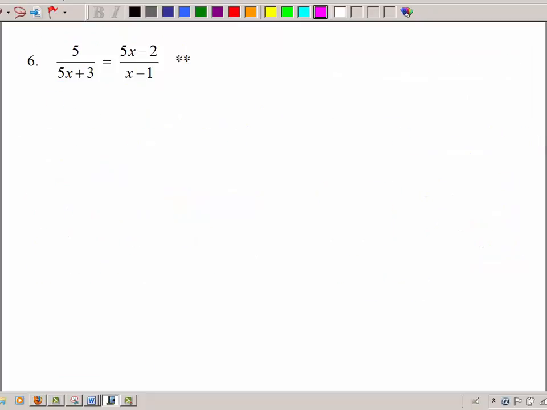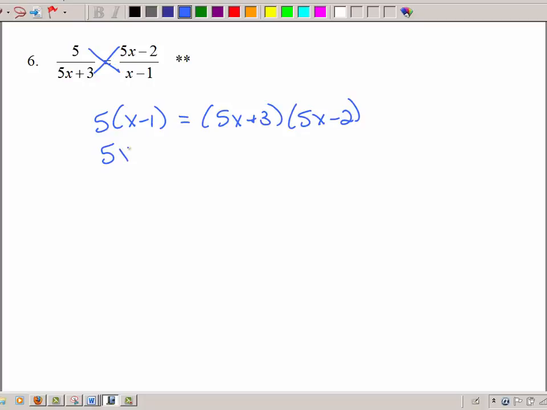All right, let's do that cross multiplying one more time. So I have 5 times x minus 1. And again, it doesn't matter what order you write those in. 5x plus 3 times 5x minus 2. So I'm going to distribute. I'm going to FOIL. So let's see, minus 10 plus 15. That's plus 5x minus 6. And again, I want my x squares positive, so it's easier for me to factor. So I'm going to subtract 5x and add 5.